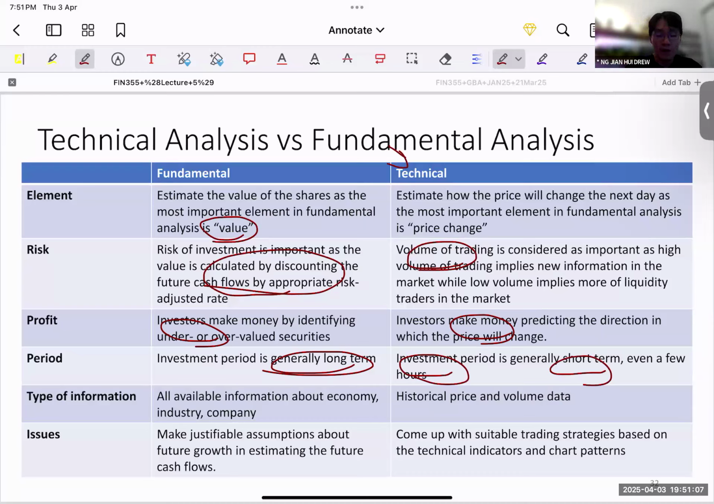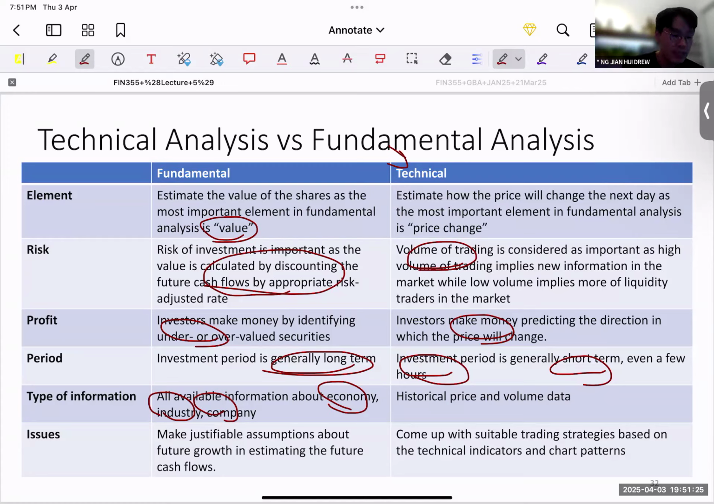Fundamental analysis, we look at all information. That's why there's a strong emphasis, lecture one, on economy, industry, and company, i.e., the top-down approach, while technical analysis just looks at price and volume.